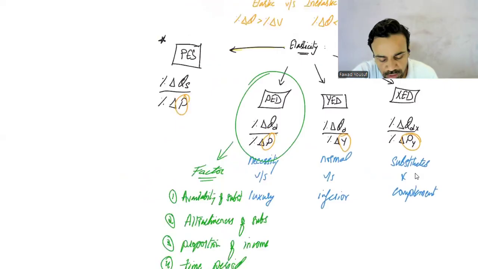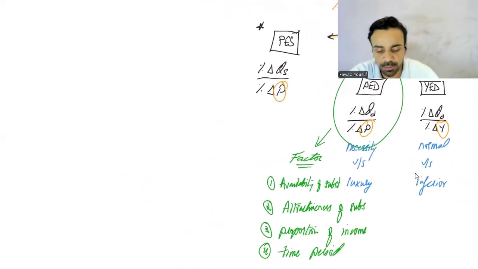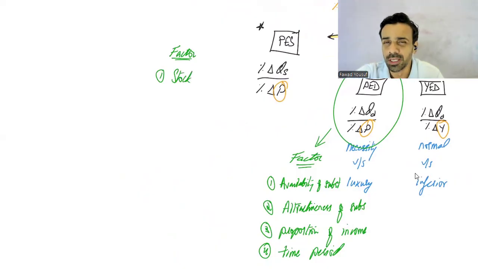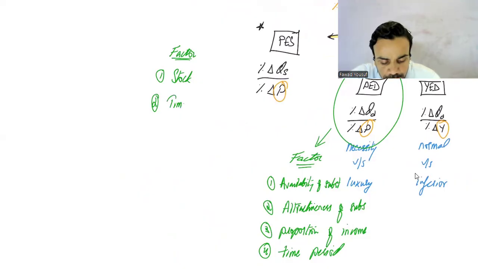फिर उसके अलावा जब हम पीईएस के फैक्टर्स की बात करते हैं, so we just want to narrow it down to a couple of them. One is availability of stock. If you have stock available, you can easily change the quantity. Then it can be about the time period. In short run, supply tends to be inelastic.